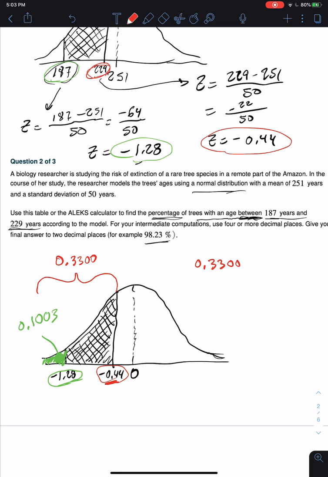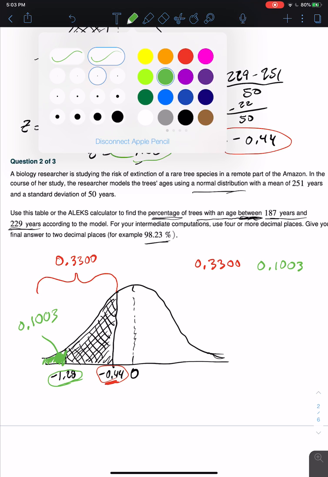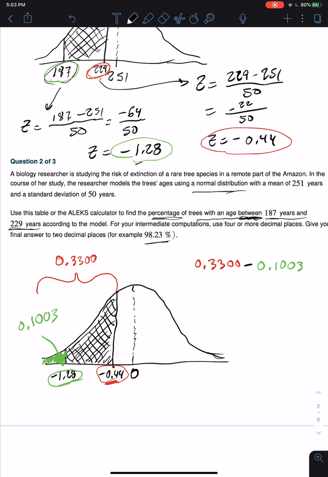Don't really need to have all that in there, but subtract out the smaller area, which is the green one. The red area goes, remember, all the way from negative 0.44 all the way to the left. So we subtract out the green. The green, which is 0.1003, we'd like to subtract that out. And when we subtract that out, we get 0.2297. That would be the area of the shaded.